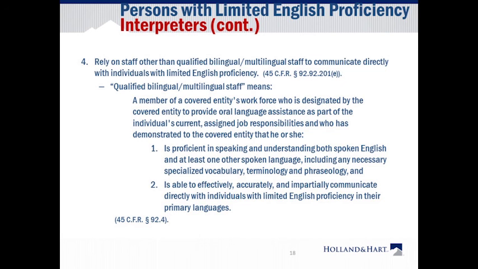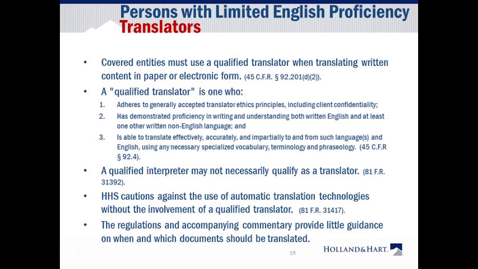And two, is able to effectively, accurately, and impartially communicate directly with individuals with limited English proficiency in their primary languages. Again, this need to be impartial, accurate, and effective in the communication is key. So those are the rules related to interpreters. Again, interpreters that are in person, by phone line, or by video. Now we're going to turn to the rules for translators.